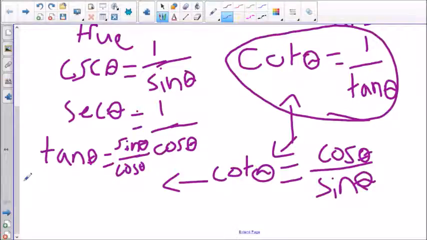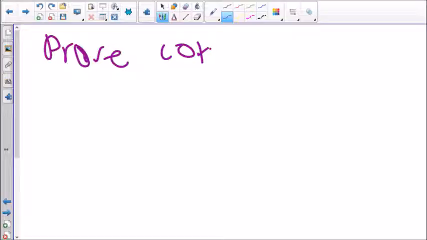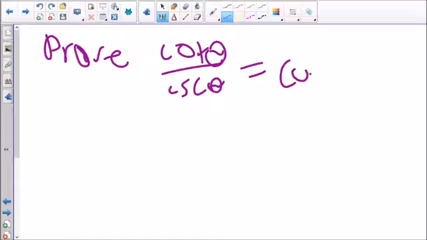Anyways, alright, so let's get to a problem example. Prove that cotangent theta over cosecant theta equals cosine theta.